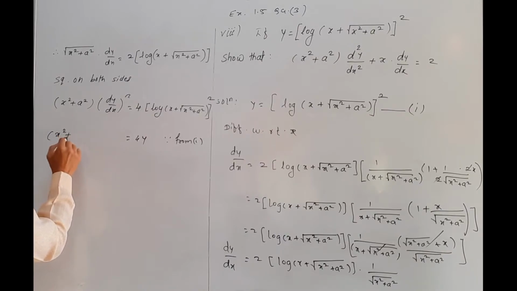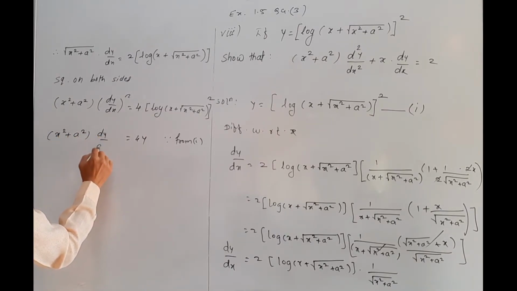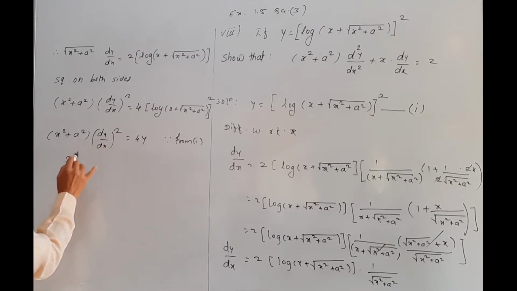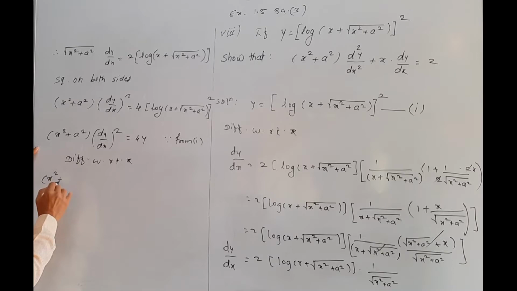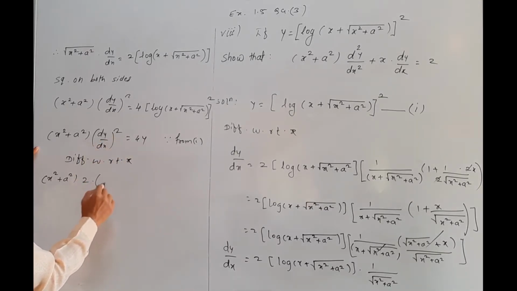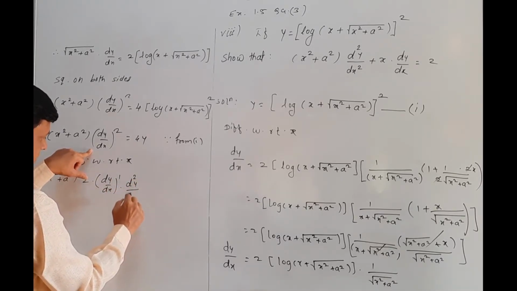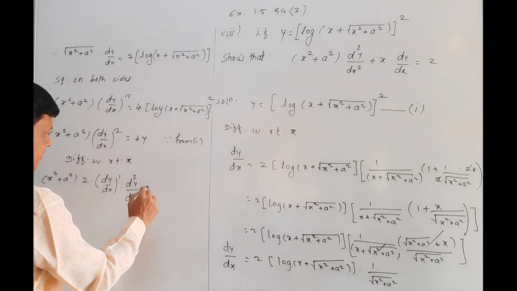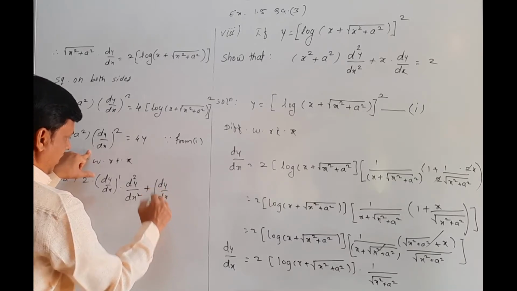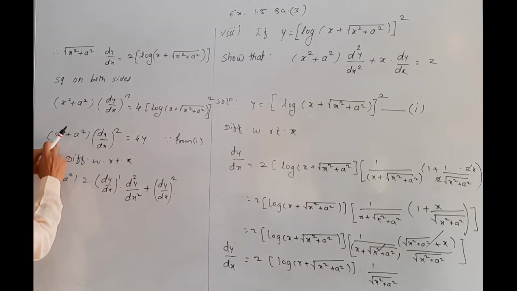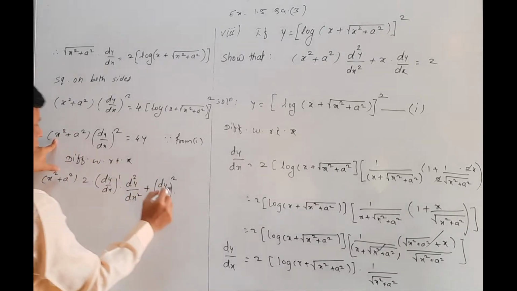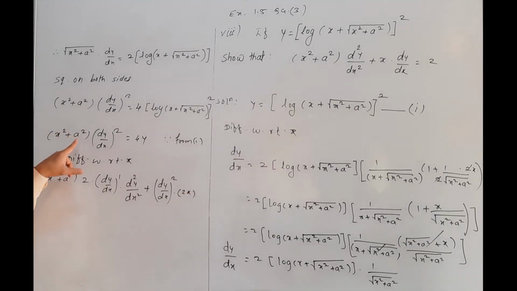Now we have the value (x² + a²)(dy/dx)². So differentiate with respect to x. Now we have to apply the product rule. So write the first function into the derivative of the second. The derivative of (dy/dx)², we write 2 into (dy/dx) raised to the power 1 into the derivative of dy/dx, which is d²y/dx². So first function into derivative of second plus second function. The second function is (dy/dx)² into the derivative of first. So we have to find the derivative of the first plus the derivative of the second term. The derivative of x² is 2x. a is constant, so the derivative of a² is 0. So we write 2x as the derivative of x² + a².